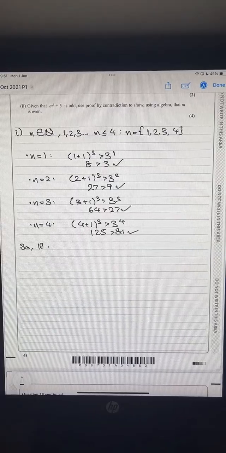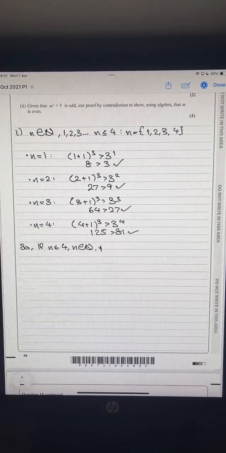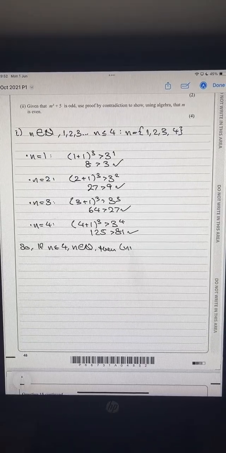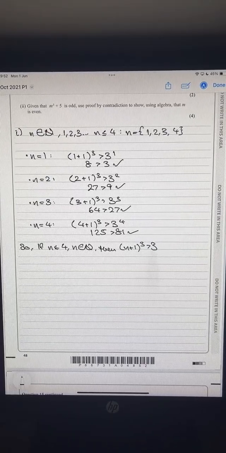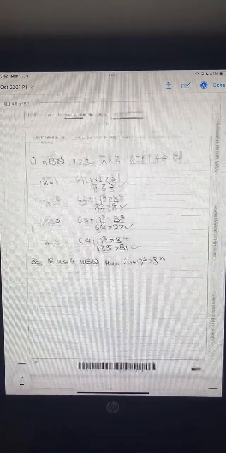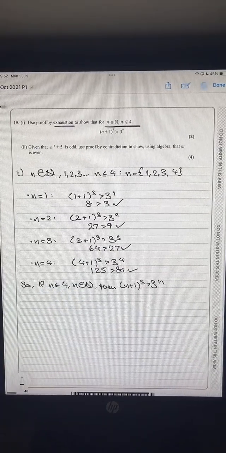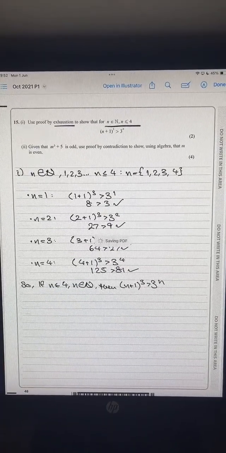So if n is less than or equal to 4 and n is a natural number, then this inequality is true. This inequality holds. Awesome. Nice proof by exhaustion questions.